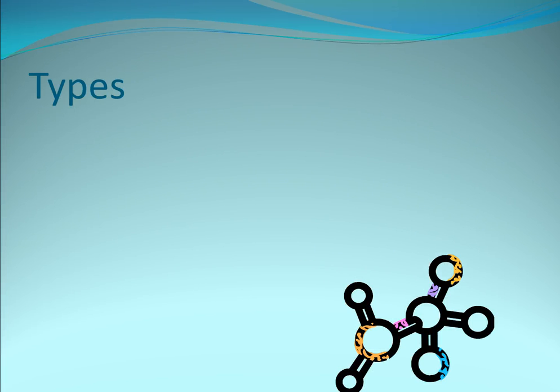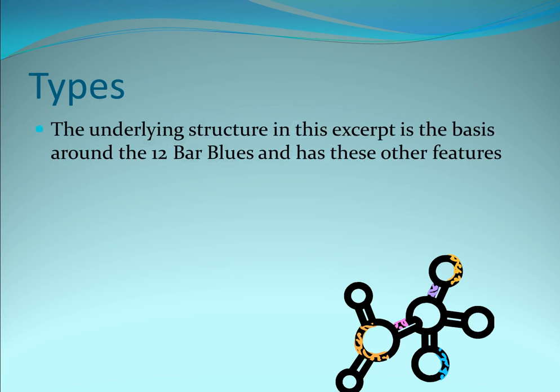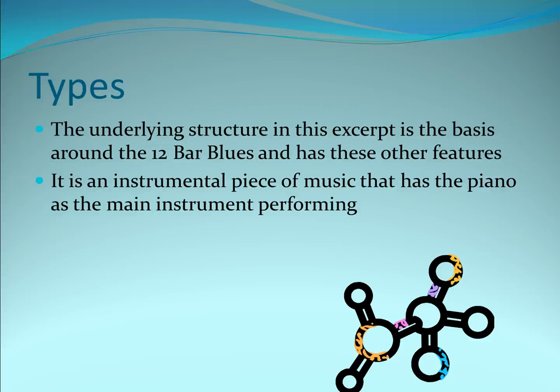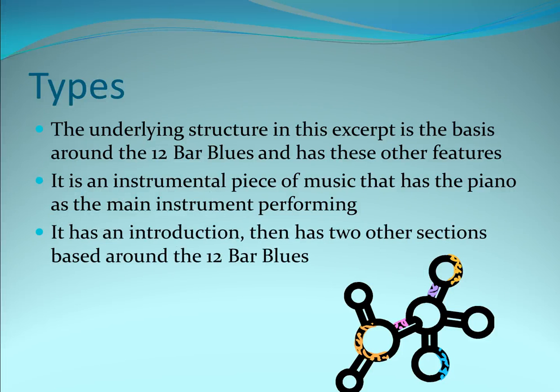Okay, so your answer should look something like this. The underlying structure in this excerpt is the basis around the 12-bar blues and has these other features. It is an instrumental piece of music that has the piano as the main instrument performing. It has an introduction, then has 2 other sections based around the 12-bar blues. And that was the sort of rolling piano bit, and then there was a slightly more disjointed part in the next part. And that's all you could do for that song because there's no other bits and pieces to identify.